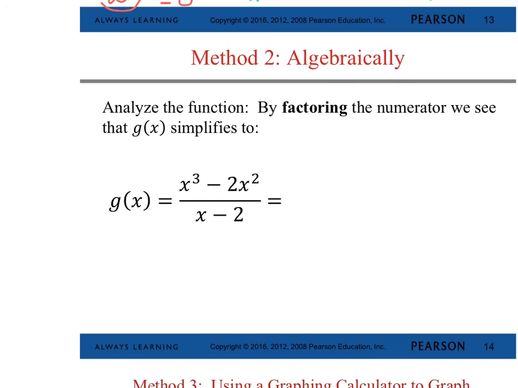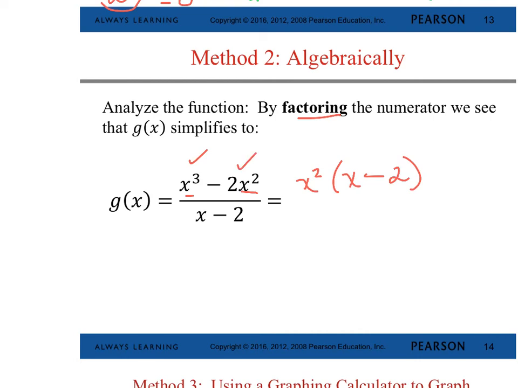And the way we want to do this algebraically is we're going to factor the numerator and see if we can simplify this function. So when we factor the numerator, we see that it has a common factor of x squared. And x squared times x gives us the x cubed. And x squared times minus 2 gives us the negative 2x squared.